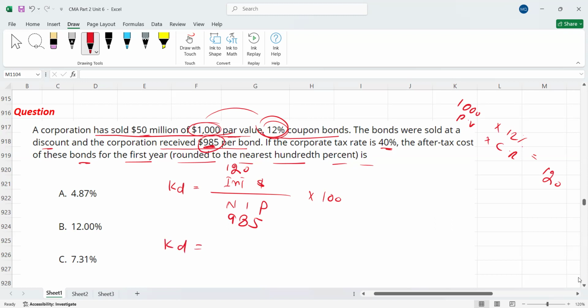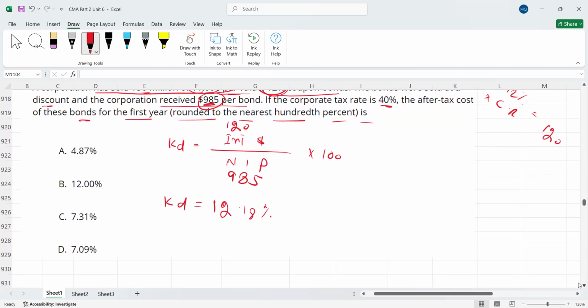We didn't take the effect of tax. You can just check, I'm not sure, but I believe it is going to give you 12.18%. Now we can convert it into post-tax also. So post-tax, how will you calculate? 12.18% times 1 minus tax.